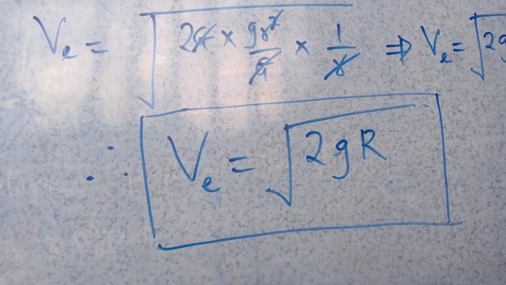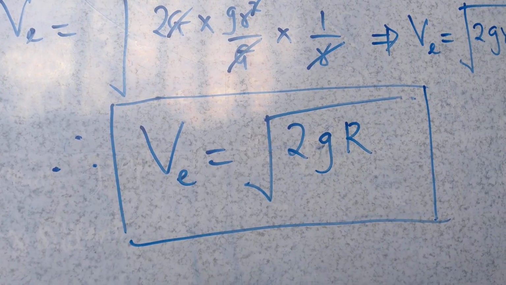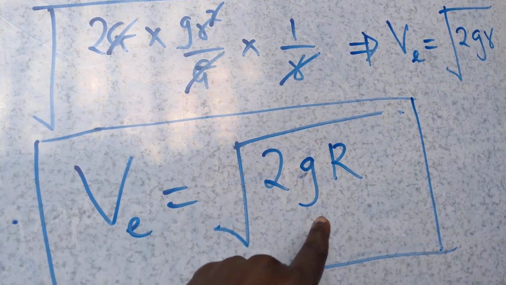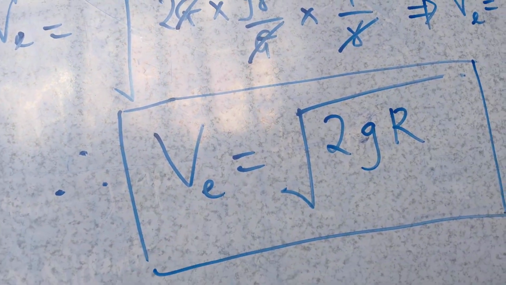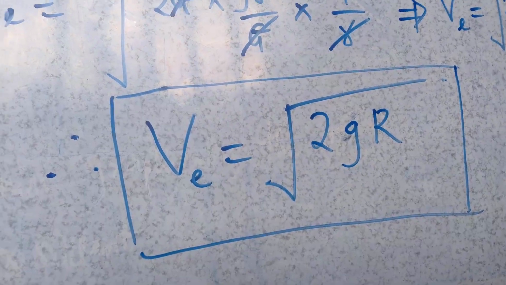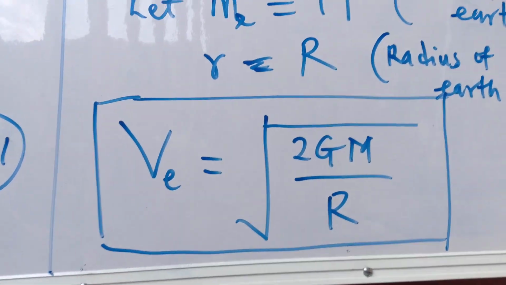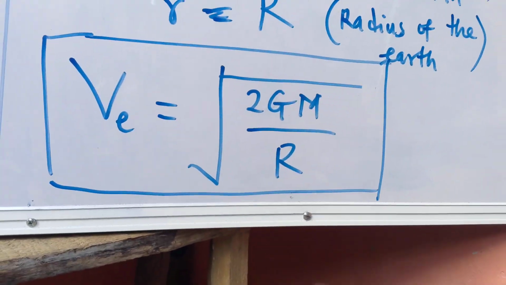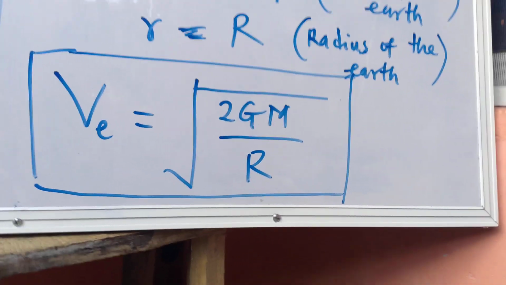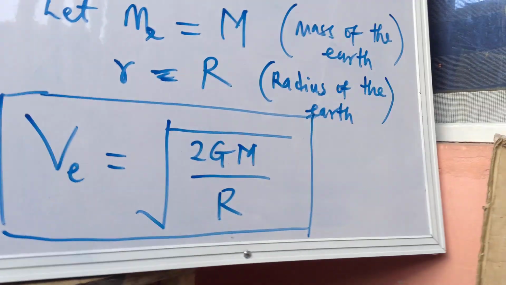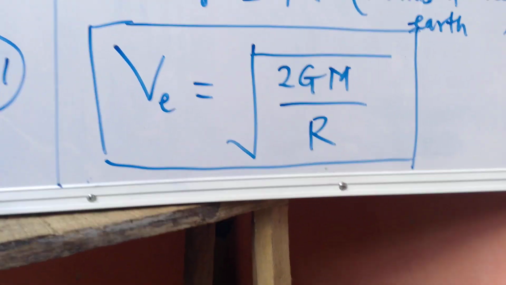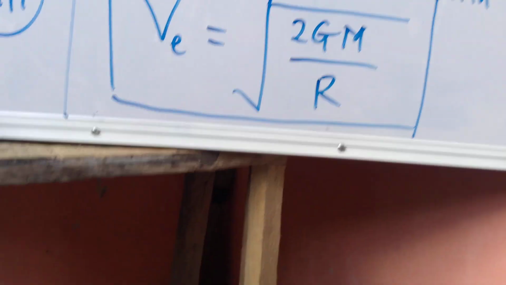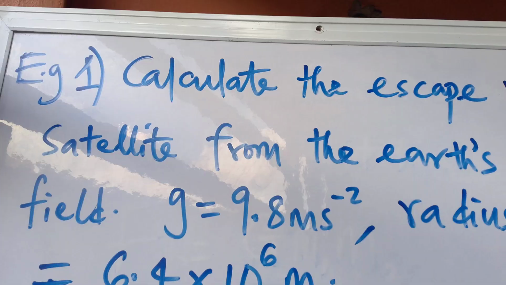So the second formula for escape velocity is V equals the square root of 2gR, where g is acceleration due to gravity, R is the radius of the Earth, and V is the escape velocity. While the first formula I had was V equals the square root of 2GM over capital R. Capital G is the gravitational constant, which is 6.67 times 10 raised to the power minus 11 newton meter square per kilogram square. M is the mass of the Earth, and R is the radius of the Earth. Ve is the escape velocity. So we'll be making use of these formulas. Take note of these two formulas.